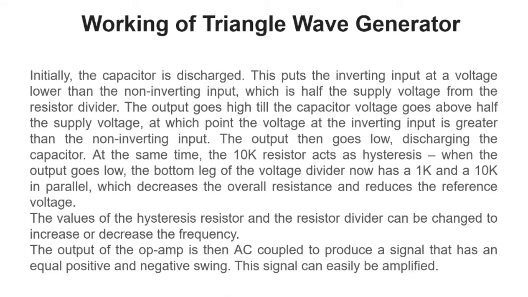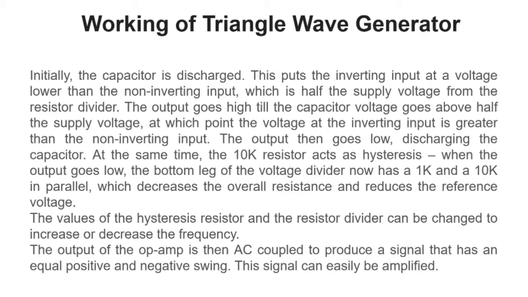Then the output goes high until the capacitor voltage goes above half the supply voltage, at which point the voltage at the inverting input is greater than the non-inverting input. The output then goes low, discharging the capacitor, and at the same time, the 10K resistor acts as a hysteresis.